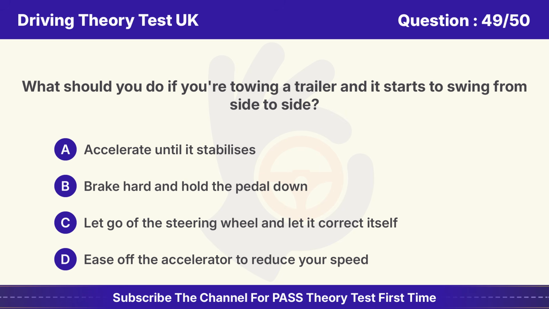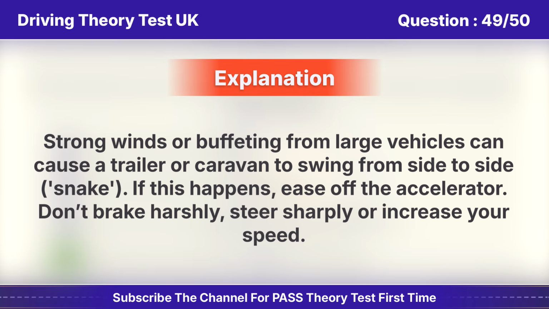Question 49. What should you do if you're towing a trailer and it starts to swing from side to side? Answer is D. Ease off the accelerator to reduce your speed. Strong winds or buffeting from large vehicles can cause a trailer or caravan to swing from side to side. Snake. If this happens, ease off the accelerator. Don't brake harshly, steer sharply, or increase your speed.